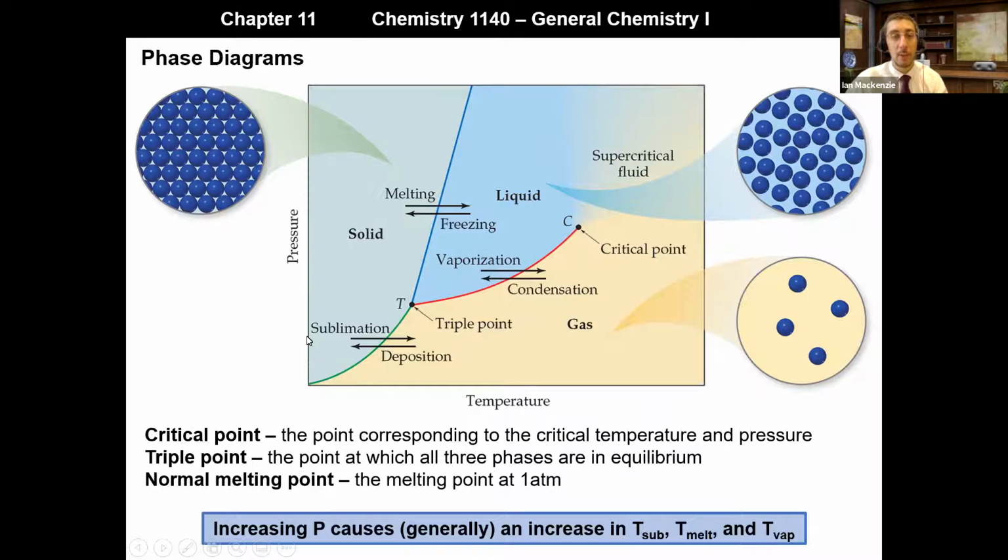But if I increase the pressure, then sublimation, if I trace my way across, occurs at a higher temperature value. The same thing for solid going to liquid for the melting point. If I'm at this particular pressure, it takes a certain temperature to melt, but if I increase the pressure, then the temperature for melting increases as well. So let's go through a couple specific examples of phase diagrams.